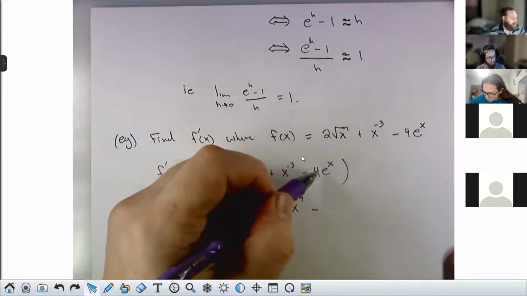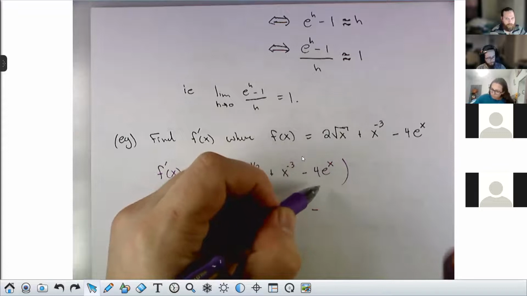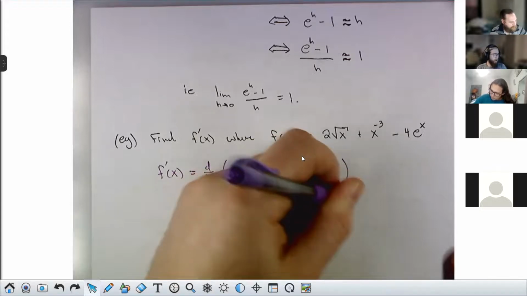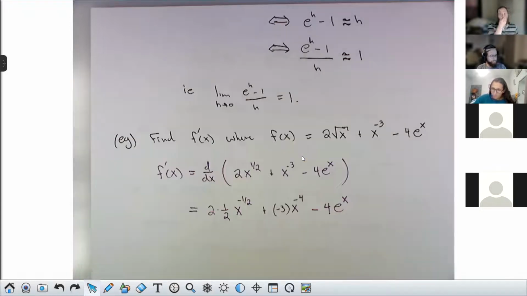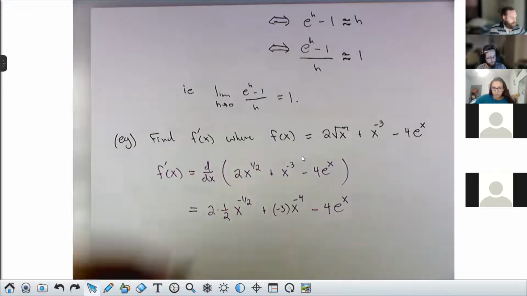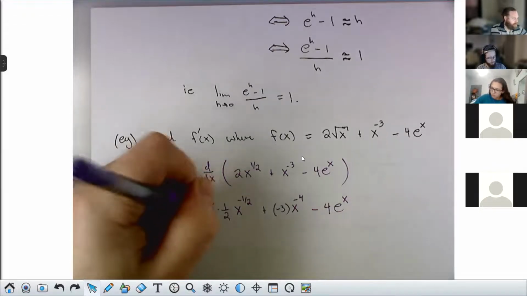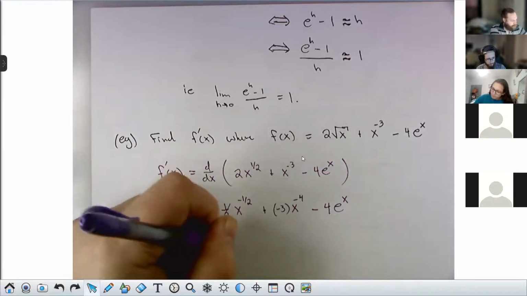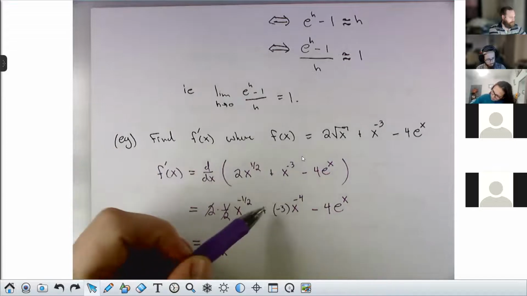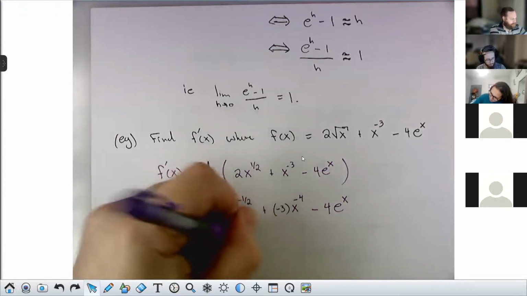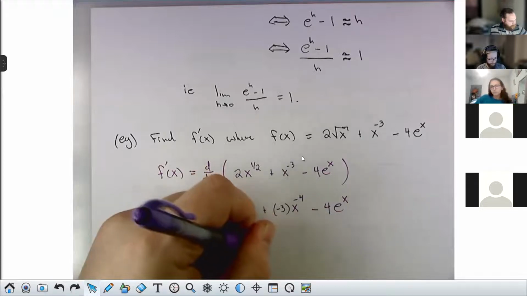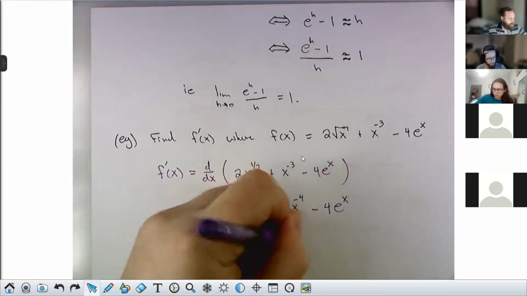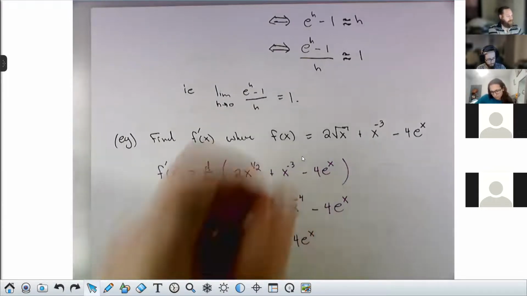Minus, I've got 4 e to the x that I need to differentiate. The 4 is a constant multiple, so it just comes along for the ride, and the derivative of e to the x is e to the x. And we can simplify a little bit. The 2 and the 1/2 cancel. X to the -1/2 is 1 over the square root of x, plus -3 x to the -4, that's -3 over x to the 4, and then -4 e to the x is chilling.